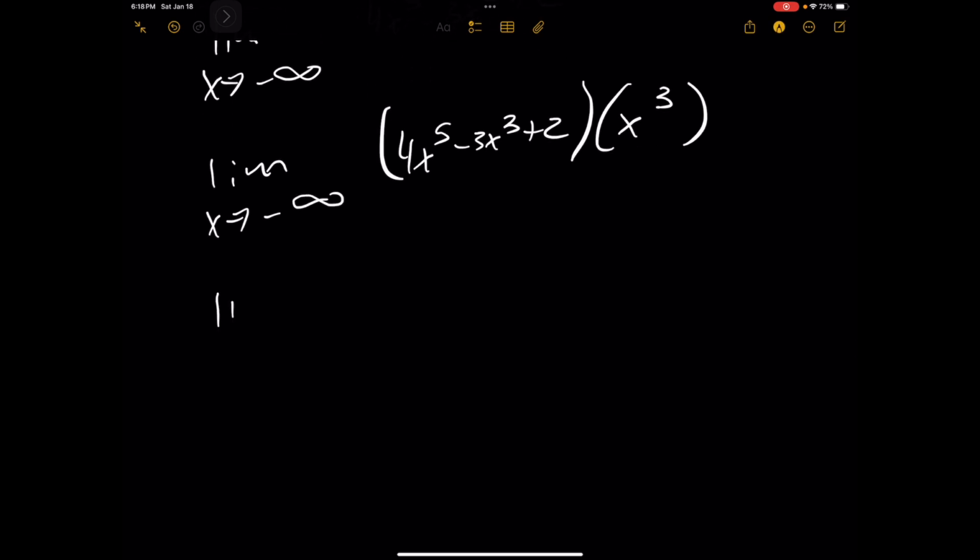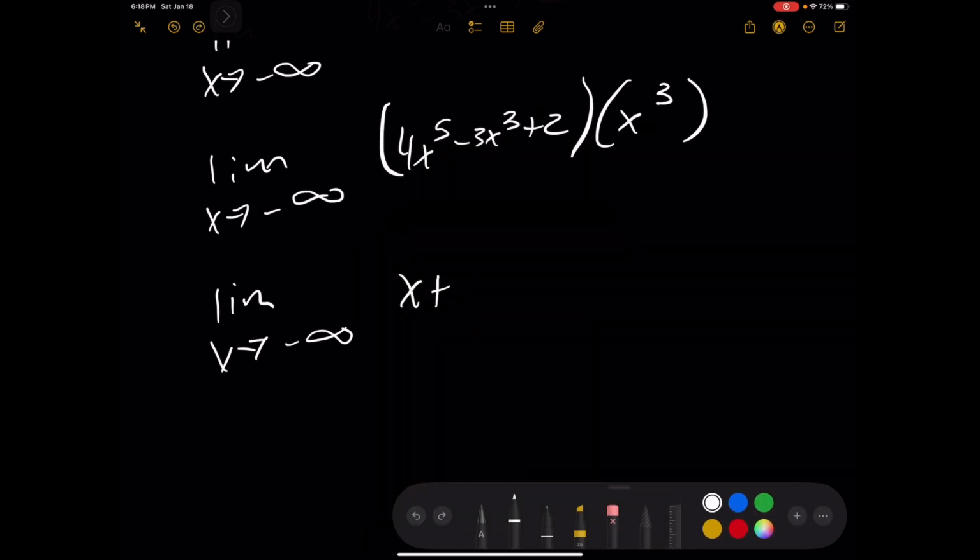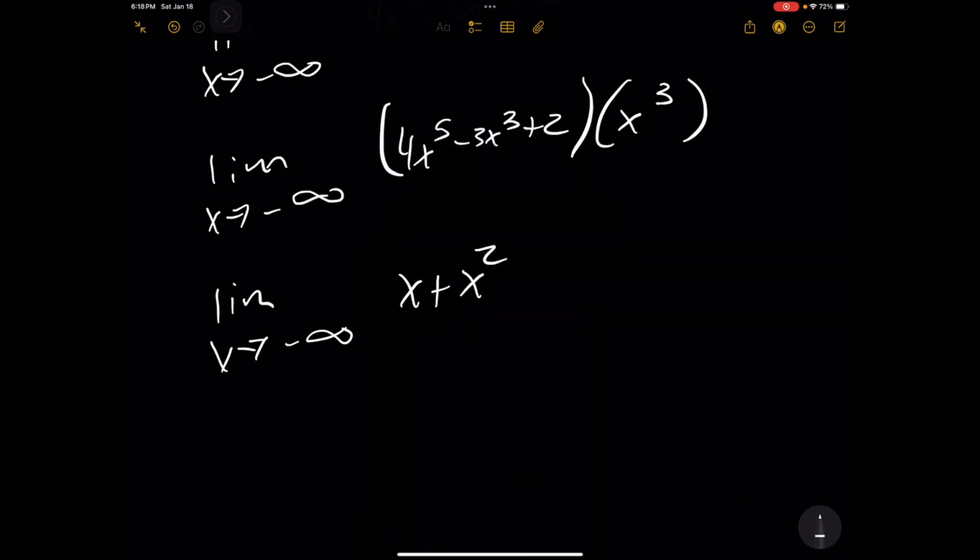And then maybe the limit as x goes to negative infinity, I don't know, of something like x plus, let's do x squared, minus x to the 12th.